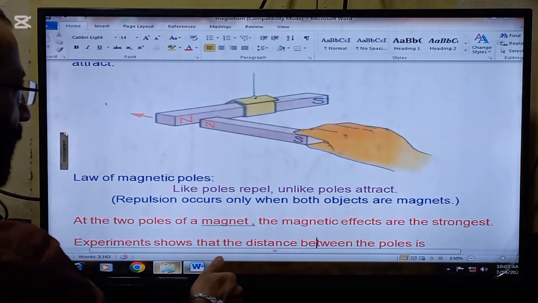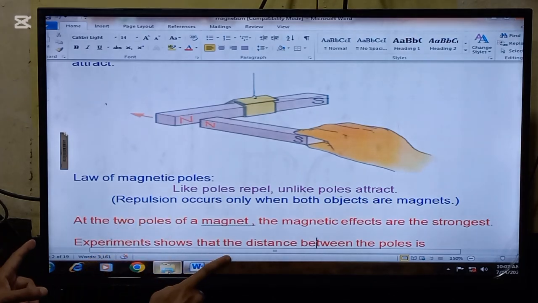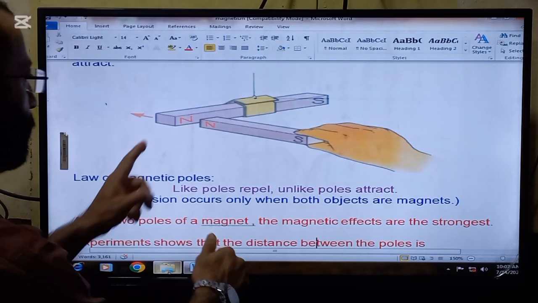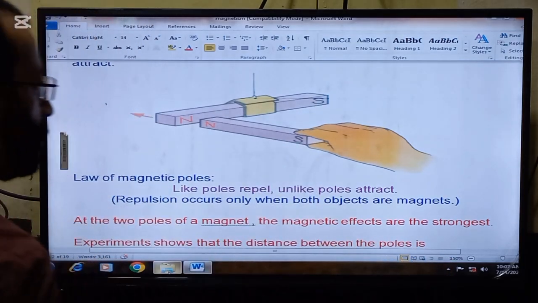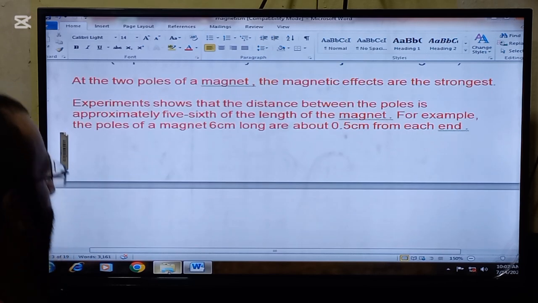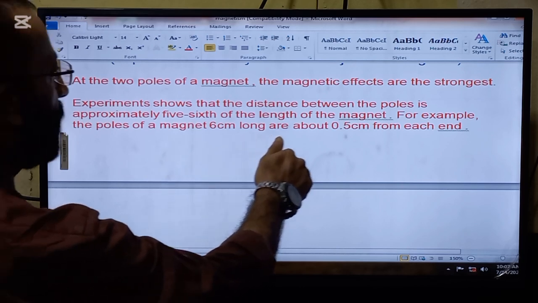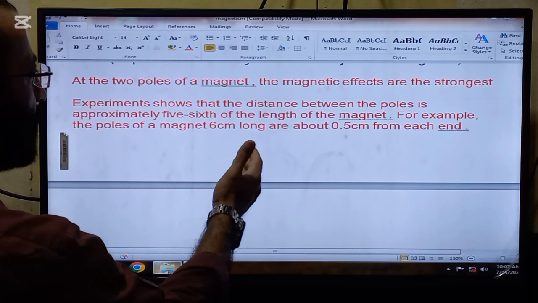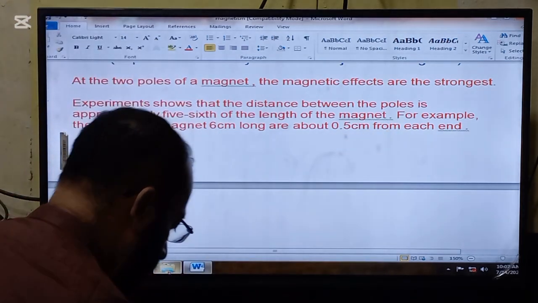At the two poles of the magnet, the magnetic effects are strongest. This is a very important point to be noted. So here are the two poles, north and south, where the magnetic effects are the strongest. Experiment shows that the distance between the poles is approximately 5/6 of the length of the magnet. For example, the poles of a magnet 6 cm long are about 0.5 cm from each end.